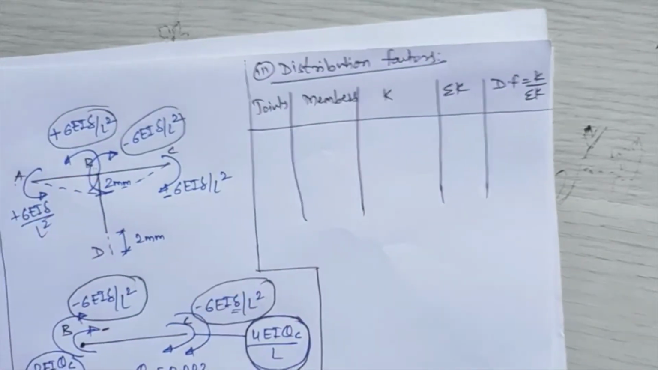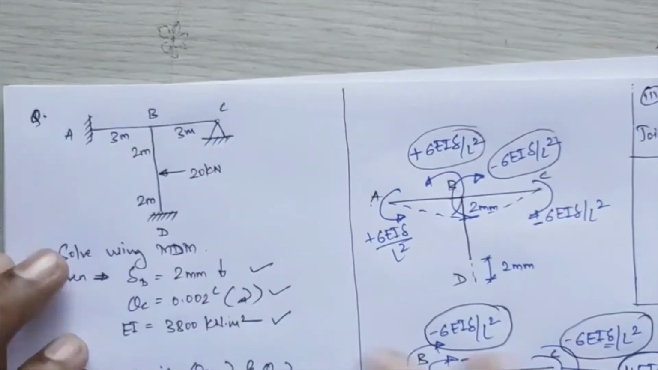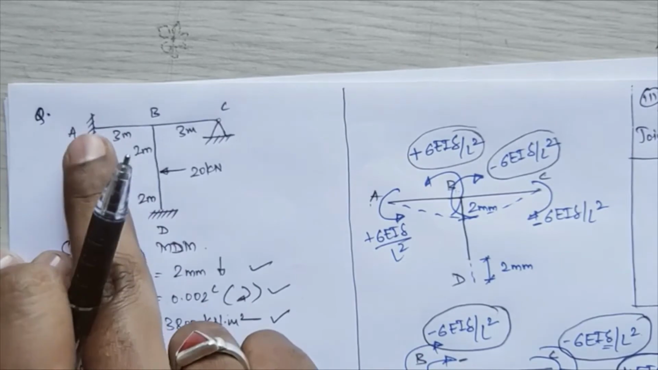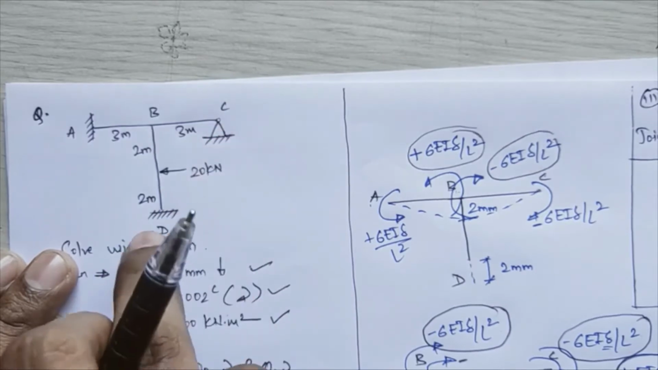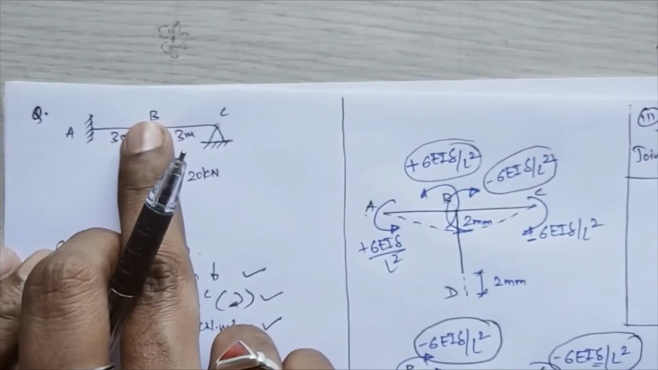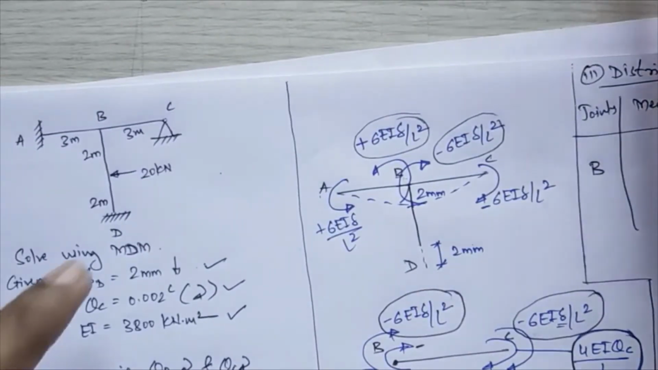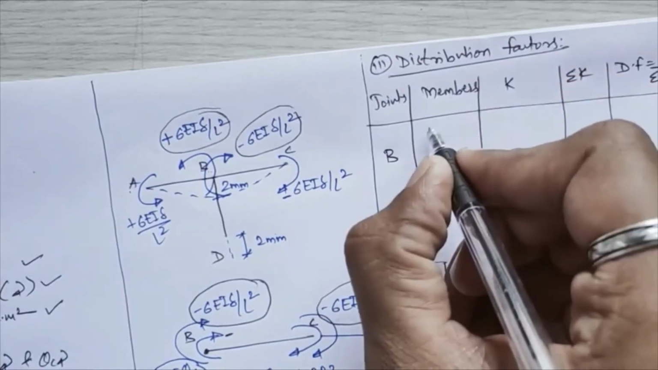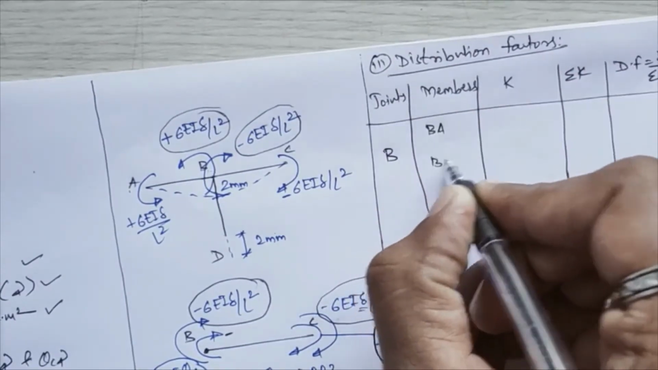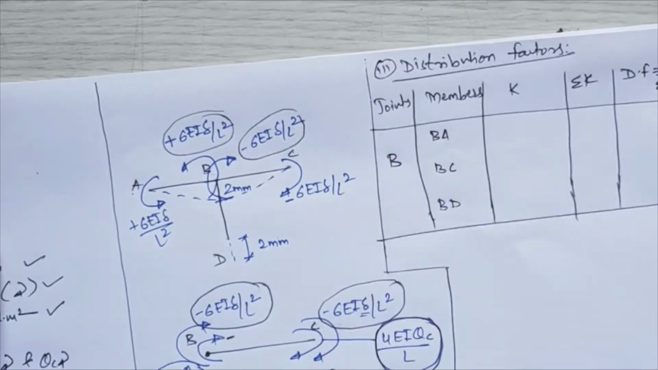Okay, so which joints will you treat here? The joints which are having 2 or more than 2 members. So such joints are which one? At A you are having only one member, so DF for joint A member, that is AB, will be directly equal to 1. At C also you are having one member. At D also you are having only one member. So for the distribution table we will be considering here only joint B. Joint B members meeting here are, first BA, second BC, and third BD. So 3 members are meeting at joint B.